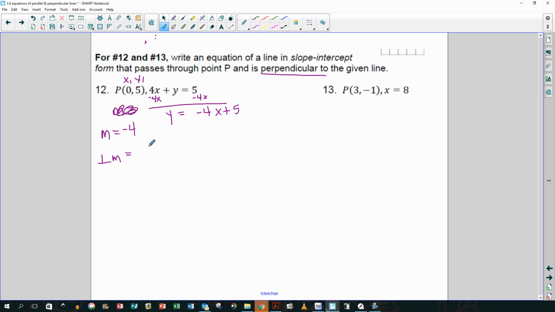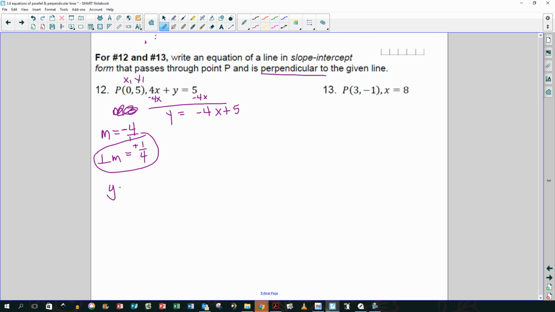Well, if the slope is -4, but they want a perpendicular line, then I need a perpendicular slope. Remember, one has to be positive, one is negative. Well, if this one's negative, then this one's positive. If this is really 4/1, then this is 1/4. So this is the slope that I need to use, and here is my point.